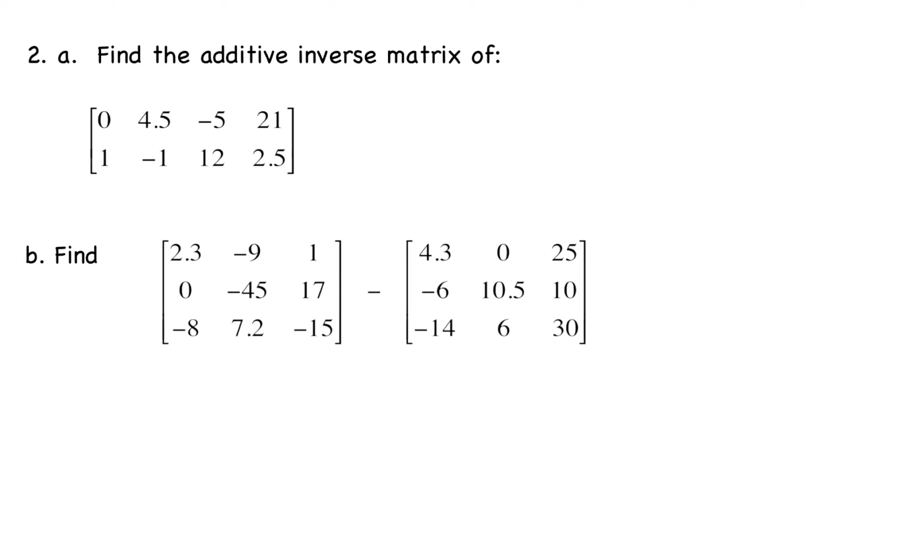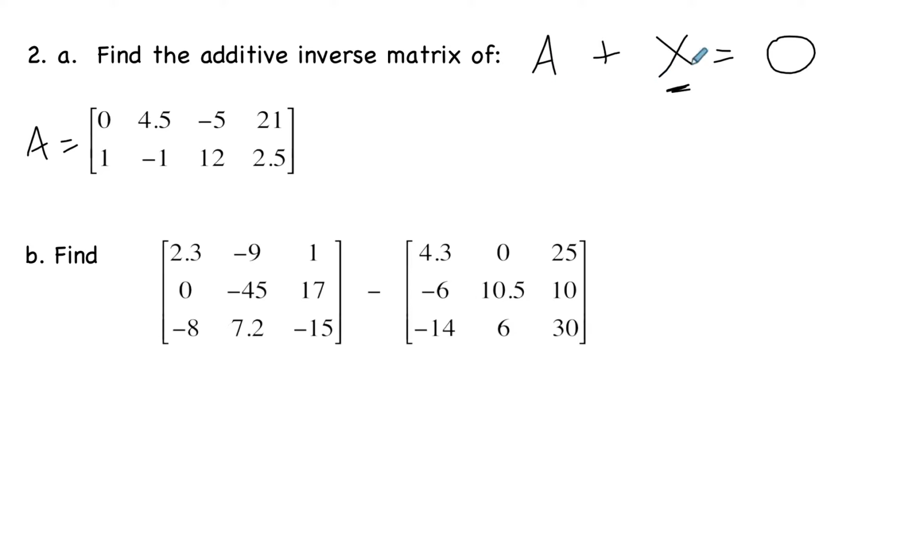Find the additive inverse of the matrix. Well, in this one, let's say we call this matrix A. For the additive inverse, we want matrix A plus another matrix I'll call X to give us the identity. The additive identity is 0. So this matrix X is what we're looking for.